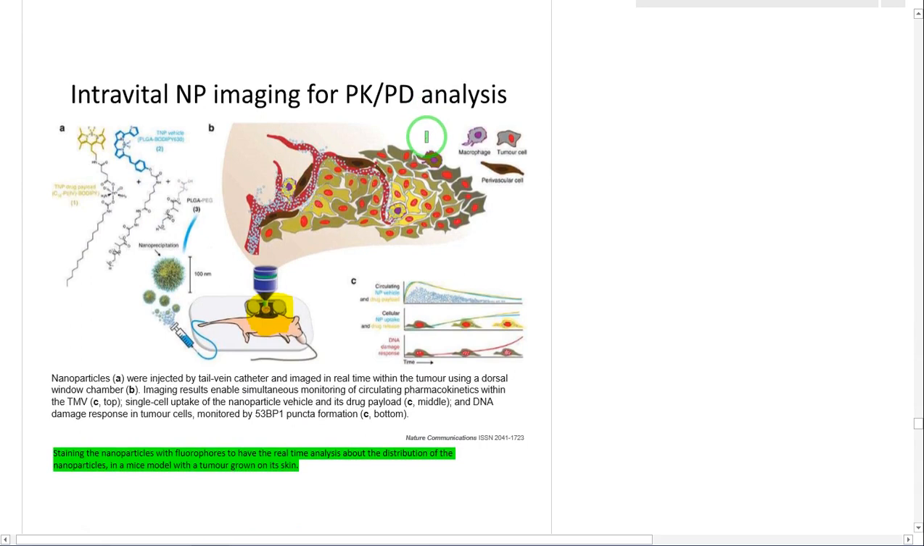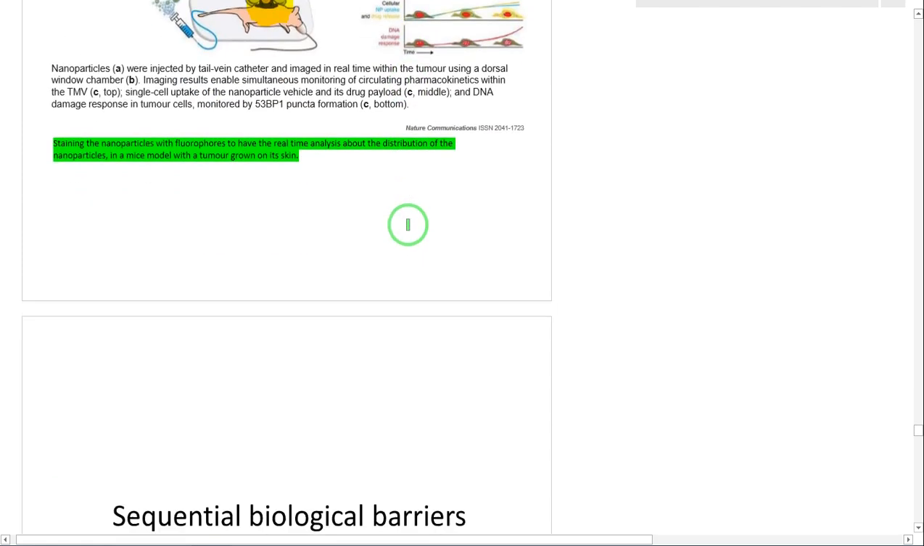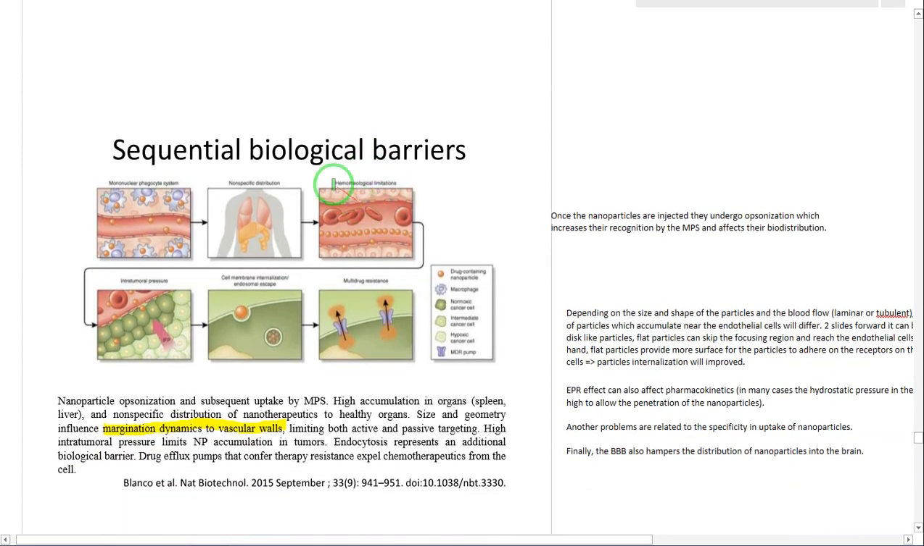Well, here in this scheme you see that if we equip the nanoparticles that we have with a certain type of fluorophore that can be recognized, identified under the fluorescence microscopy, and we inject them into this mouse which has a tumor on its surface, we can study the pharmacokinetics and pharmacodynamics of the nanoparticles inside this tumor. But this slide is more important for us.